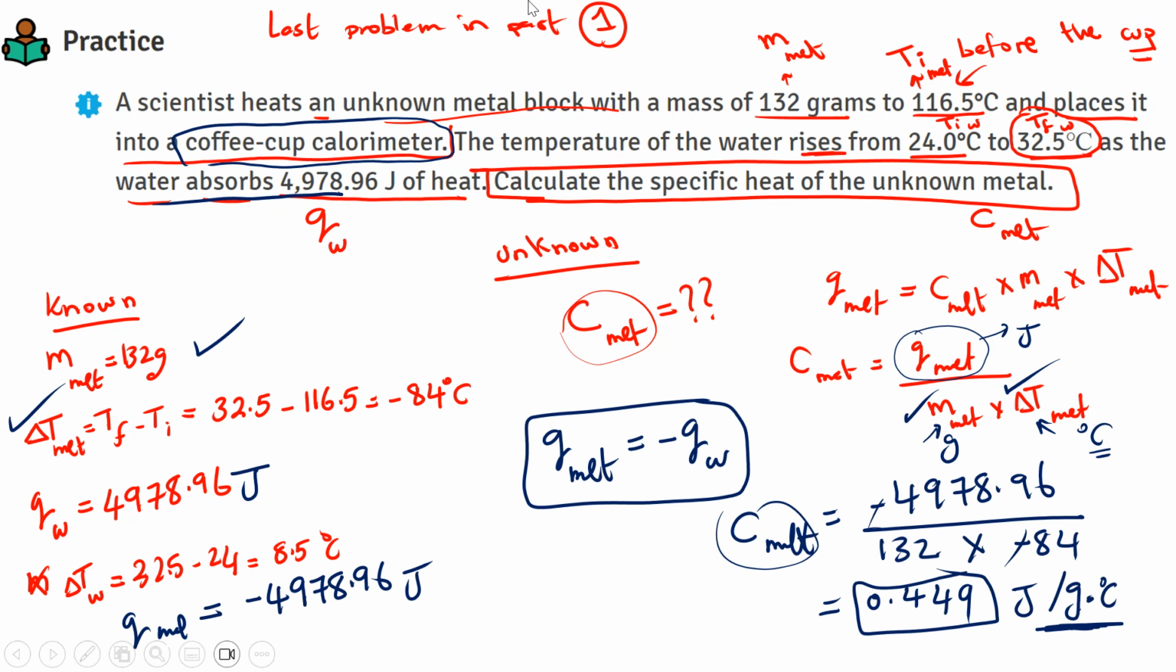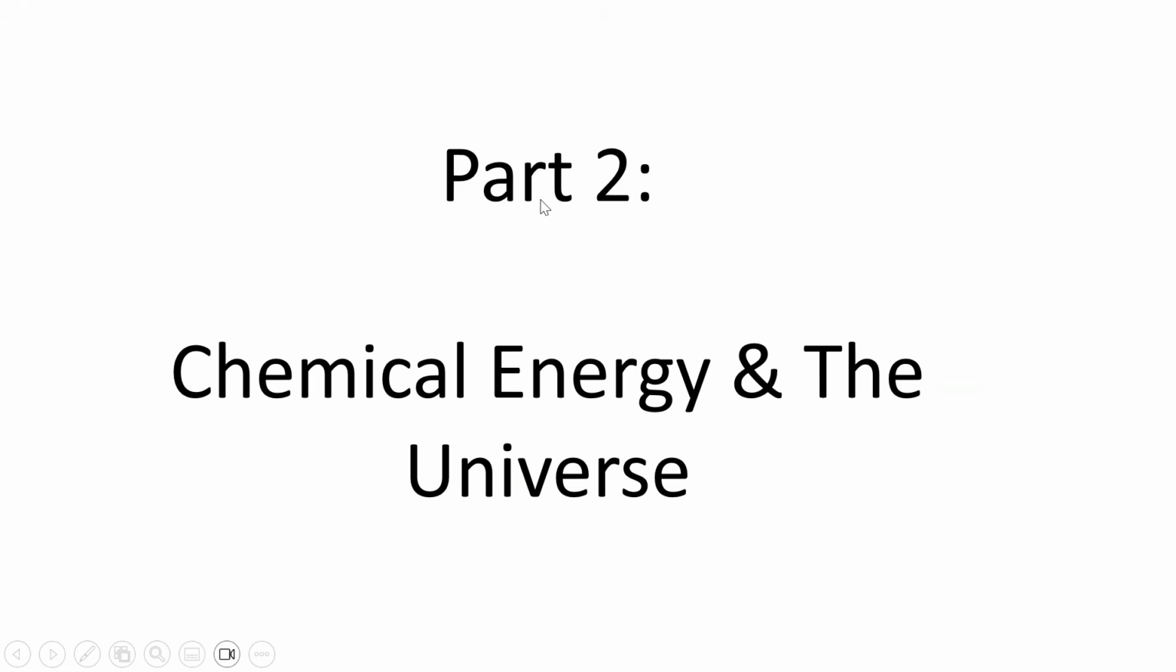Okay, now we are going to go to the second part, which does not talk about calorimetry anymore, but talks about chemical energy and the universe. Here we are going to learn some important keywords and terminologies that we are going to use in our next lessons. These slides are very important because they are the foundation of the coming lessons, so that we understand the meaning of the words and concepts.